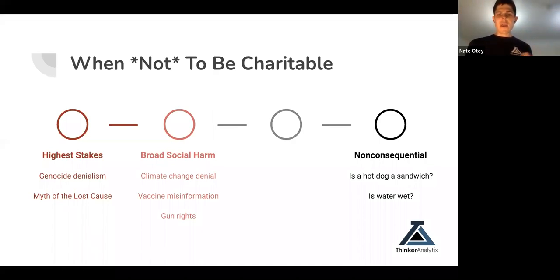So you might think climate change denial, vaccine misinformation, gun rights. These could be topics where there's a lot at stake socially, and people's lives could be on the line, or there could be some harm involved. But it's not really clear exactly when and how you might always want to be charitable. I'm just trying to help students explore the limits, right?